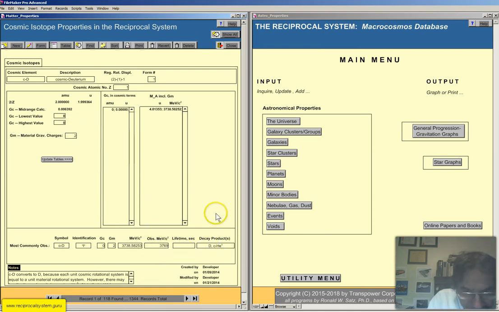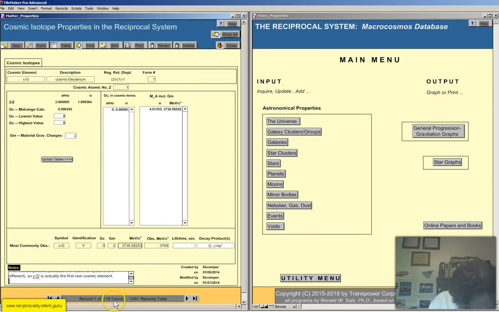Now, cosmic deuterium can change right over to material deuterium, so that's a possibility, or it can change into cosmic helium. So, I say here in the notes, cosmic deuterium converts to D because each unit cosmic rotational system is equal to a unit material rotational system. However, there may be situations where it decays to cosmic helium-3. Note that CH1 is an intermediate particle because the rotational systems are different. So C-D is actually the first real cosmic element. Okay? If you look down here, you can see 118 elements in this particular database file.